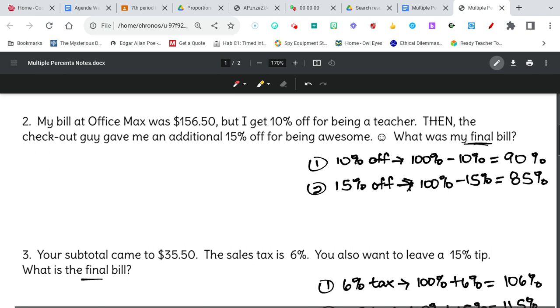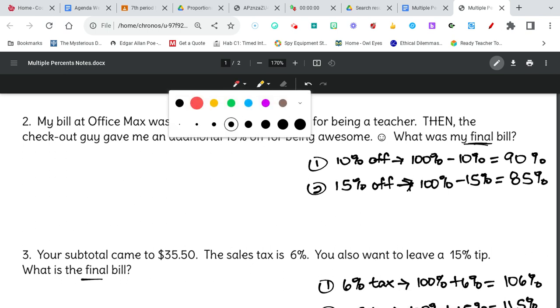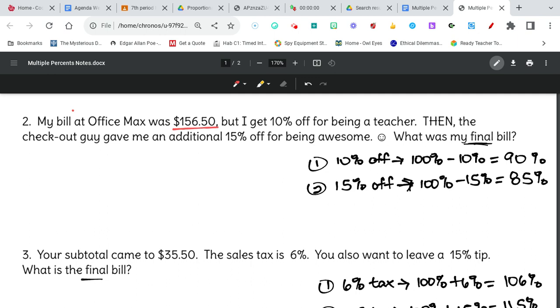Okay, so number 2 says my bill at Office Max was $156.50. That's important. But then I get 10% off because I'm a teacher. Then the checkout gave me an additional 15% off for being awesome. So I want to know my final bill. So I'm going to bubble in this word final. Final means that I need the actual cost that I'm going to pay in the end. I'm not looking for just a discount the first or second time. I'm looking for the final bill. So what am I going to pay after the discounts have been applied?